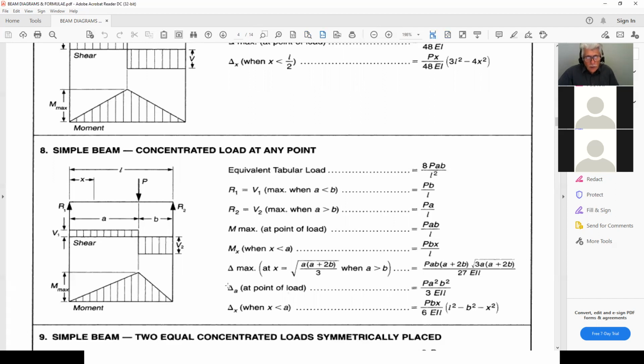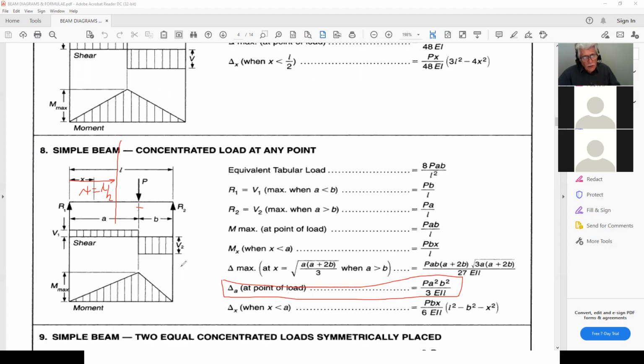Now here it tells me delta A at point load. So if I need to calculate the deflection right here underneath where the load is, I can use this equation here. But that's not what I need right now, because I don't need to calculate deflection underneath the point load. I want to calculate deflection at midspan. So midspan goes from there to there, and therefore this becomes my x value. So my x value now is half of L, L over 2. Okay, that becomes my x value.